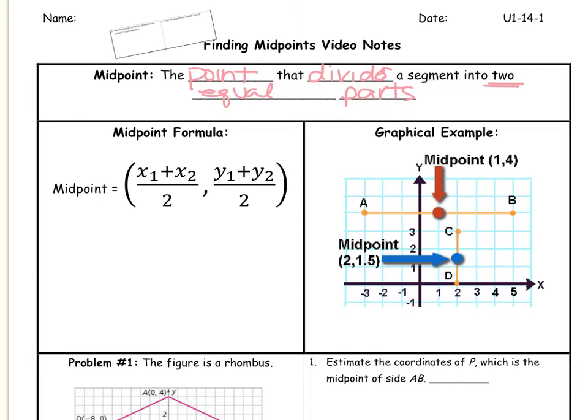Just like on the distance formula, we used these little subscripts down here to identify which point was the first point and which point was the second point. So the midpoint formula basically is just taking the average of the x values and the average of the y values. That's pretty much it. You add them up, then you divide by 2, and you get the midpoint.